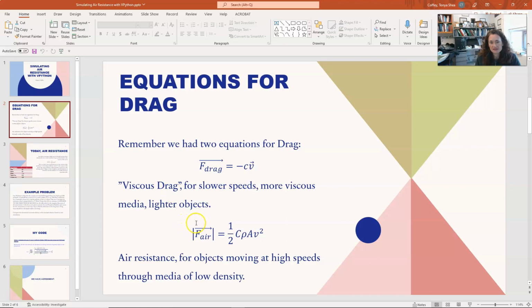And then second, and this is the equation that we're going to focus on today, this equation describes air resistance a little bit more for heavier objects. The magnitude of the force of air resistance can be written as 1/2 times the drag coefficient, which is big C, times rho A V squared. This is for objects moving at higher speeds through media of lower density compared to the object, where the object might be a higher density, heavier object. That's why it's more common for air resistance, because air is the lower density medium, and the things that move through air typically have a much higher density than the air.